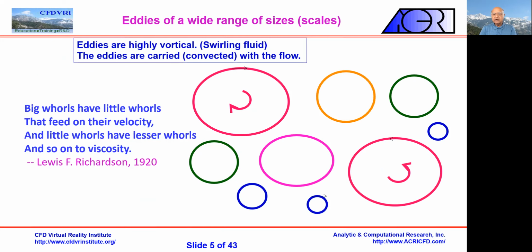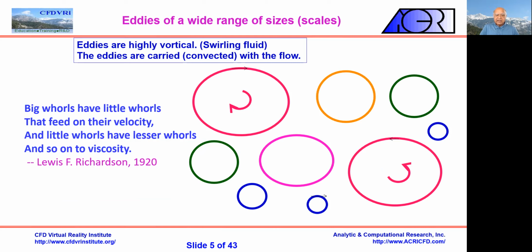Eddies are highly vortical swirling flows. They're convected with the flow. Okay, so we have this turbulent eddy moving about and fluctuating and all that. It's being carried down the flow just like an entity. Okay, of course, it's stretched and all that changes. Eventually it will change, but it's being stretched now.